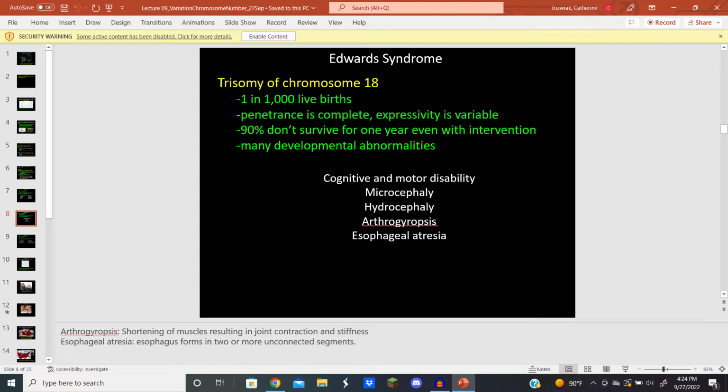Hydrocephaly is the production of too much spinal fluid in the brain, and that puts pressure on brain tissues and causes those to malfunction as well.